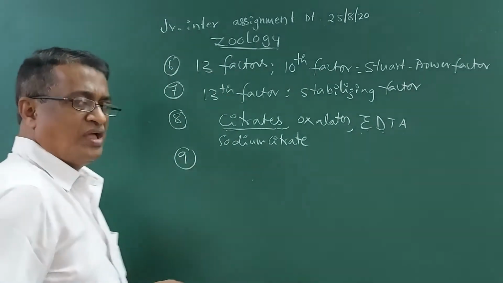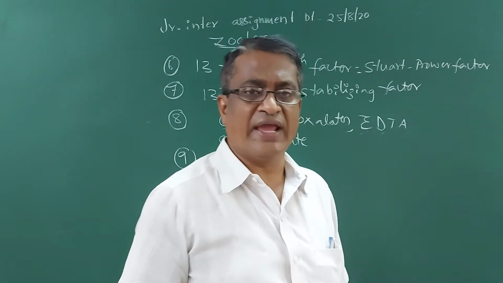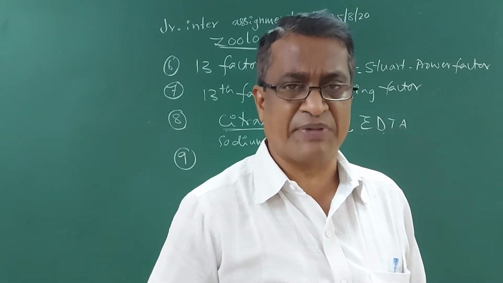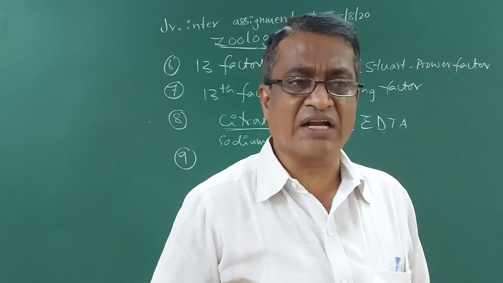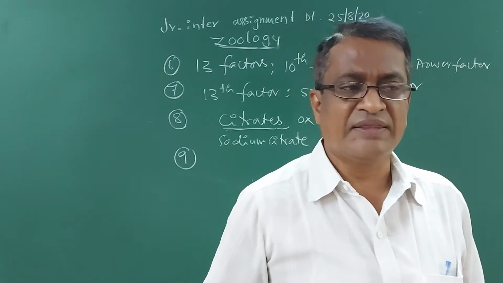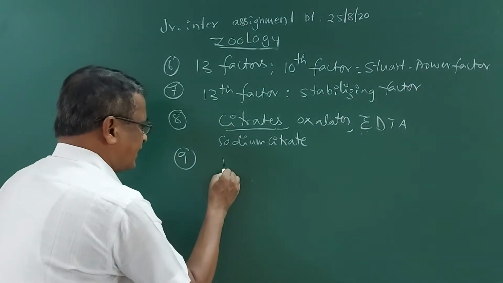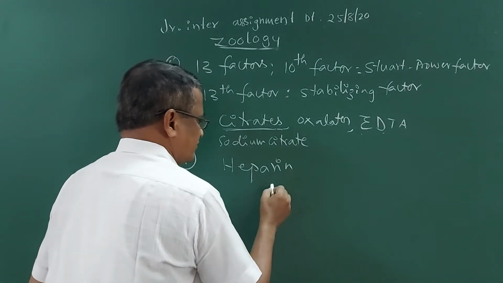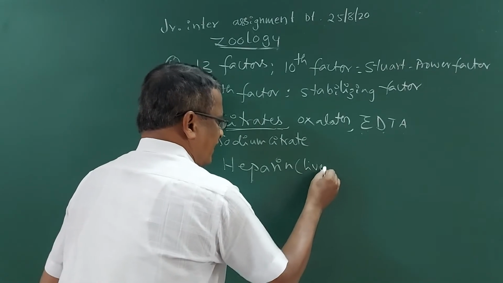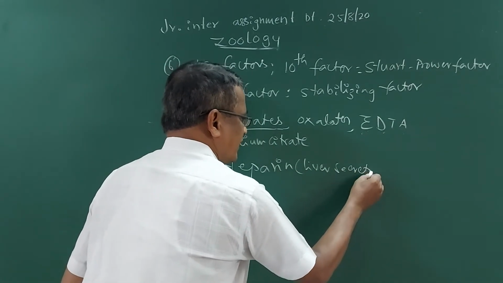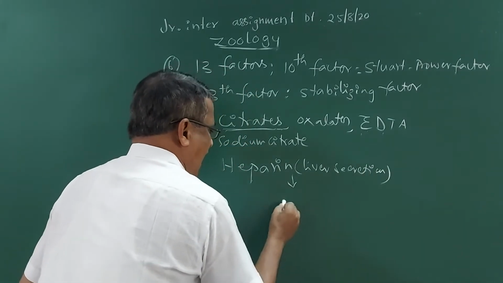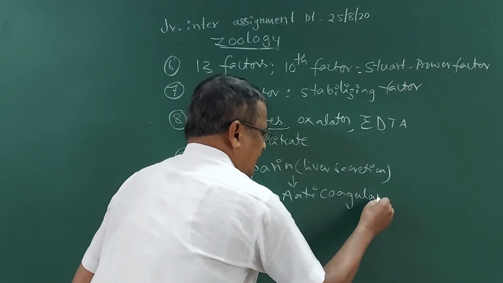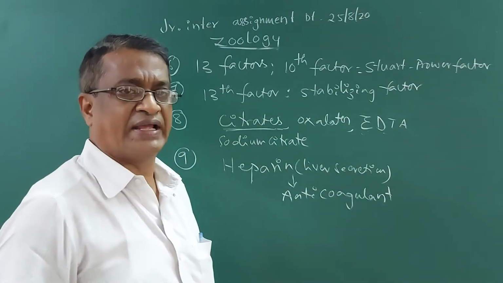Then the 9th one, natural anticoagulant present in the blood of human beings. As long as the blood is flowing in the body of a healthy person, it is not going to clot. The reason is a chemical named heparin, secreted by the liver, which acts as an anticoagulant and prevents blood clotting.